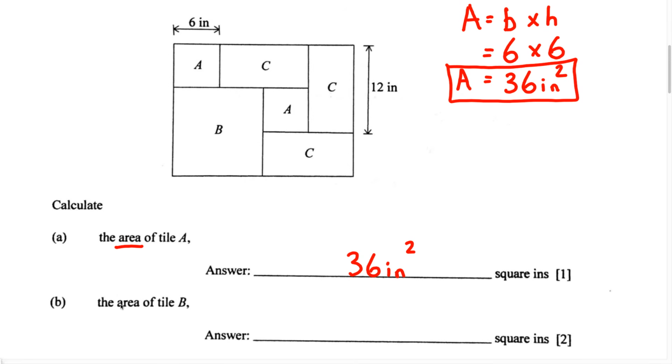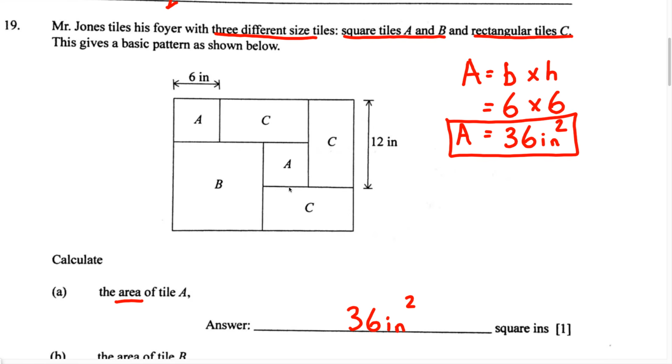Okay, now part B says the area of tile B. So let's find tile B. We can see tile B is going to be this tile right here. And there isn't any length that was given. So we know the area of this tile is going to be found by using the area of a square formula because we can see square tiles A and B.